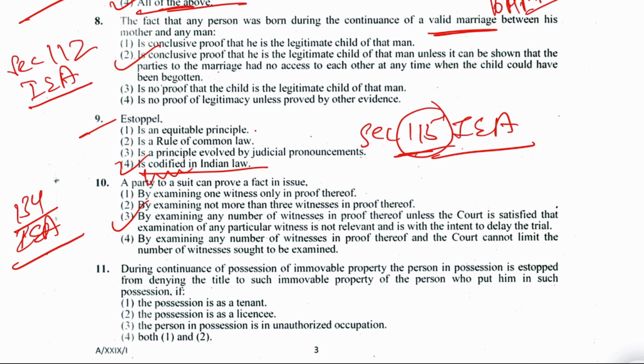Next is question number 11. During the continuance of possession of immovable property, the person in possession is estopped from denying the title to such immovable property of the person who put him in such possession if the possession is as a tenant or as a licensee. Option 3, the person in possession is in unauthorized occupation, or option 4, both 1 and 2. Well, this question is related to section 116 of Indian Evidence Act, and it is mentioned there that the possession as a tenant and as well as licensee. The right answer becomes option number 4, both 1 and 2.